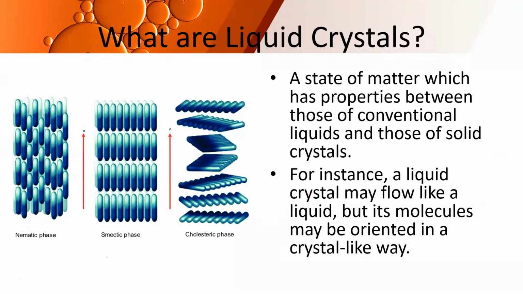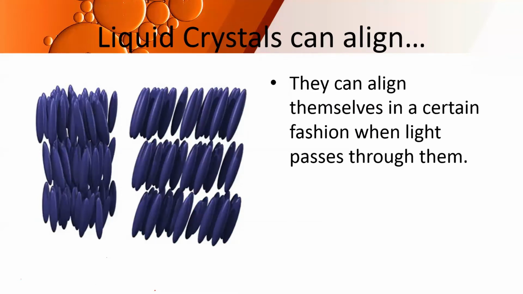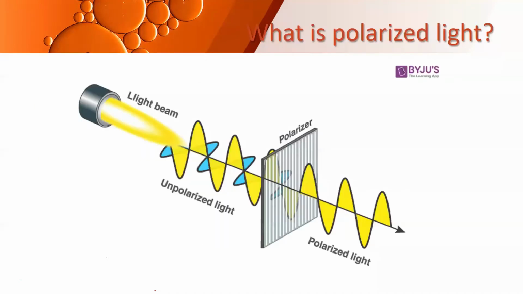A liquid crystal may flow like a liquid, but its molecules may be oriented in a crystal-like way. So normally this is how liquid crystals appear. They can align themselves in a certain fashion whenever light passes through them. Now, next we come to the other part, that is what is polarized light, because these two things, liquid crystals and polarization of light, are the two very important principles behind the working of your LCD monitor.